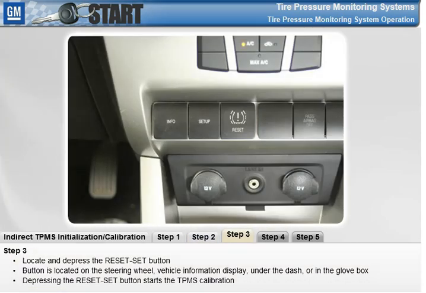Locate and depress the Reset button. This button could be located on the steering wheel or vehicle information display. In some vehicles, this button is located under the dash near the OBD diagnostic port or in the glove box. Depressing the Reset button will start the TPMS calibration.